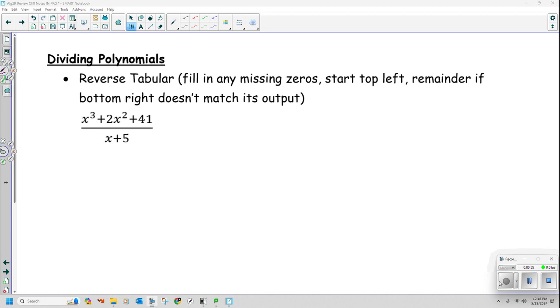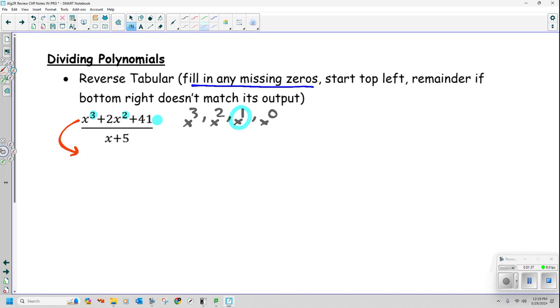First of all, when we're dividing, I hope you know that we need to fill in any missing zeros. What does that mean? Look at my numerator. For my numerator, notice my biggest exponent is 3. That means I should have exponents of 3, 2, 1, and 0 for my x's. I have an exponent of 3, I have an exponent of 2, and I have 0. Notice I don't have anything that's x to the 1. So I need to fill that in with a 0.